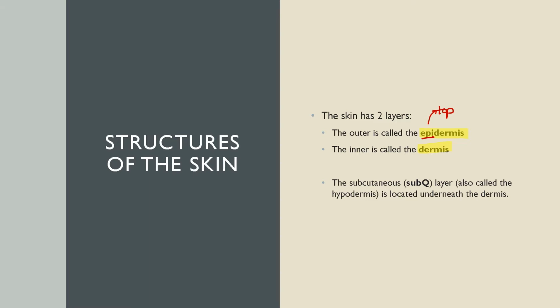Now, the dermis is where many of the accessory organs of the integumentary system lie. There is also a subcutaneous layer, below the dermis layer. This is also called the hypodermis, and this lies below the dermis or just deep to the dermis. So this is actually just located deep to the skin, not included in the two layers of the skin.